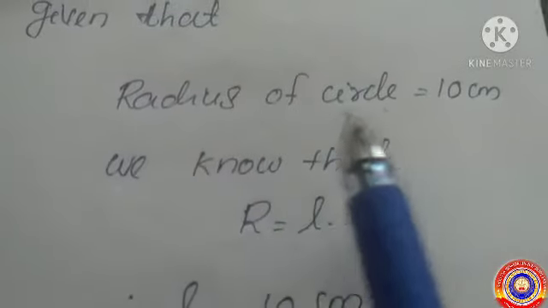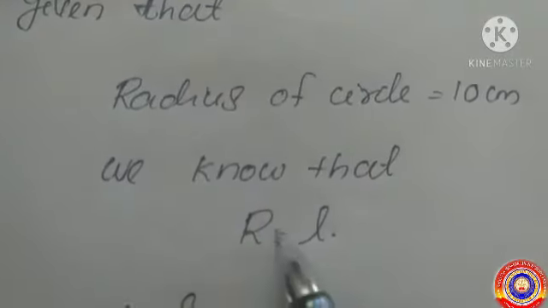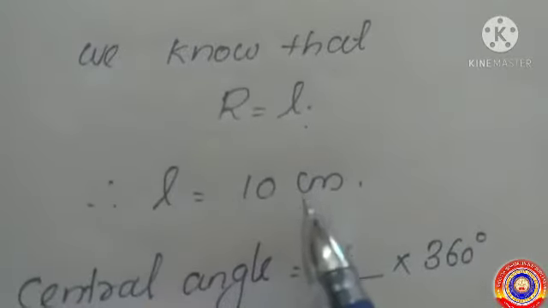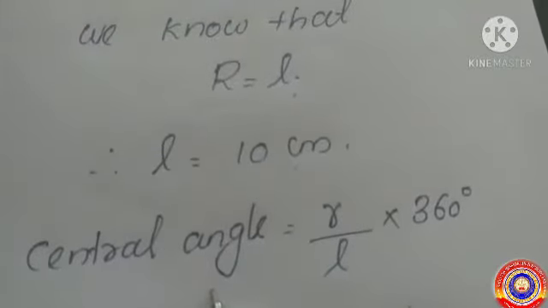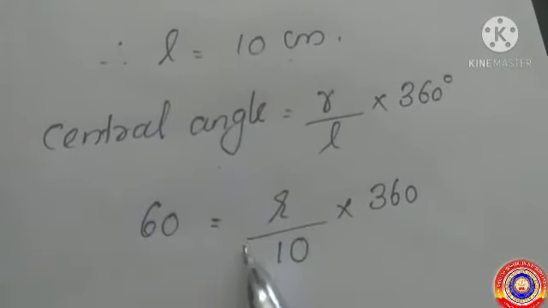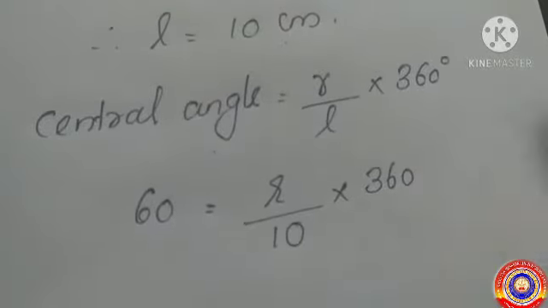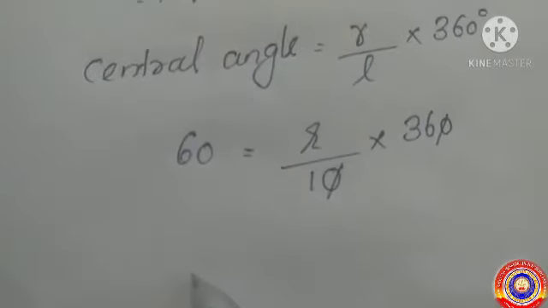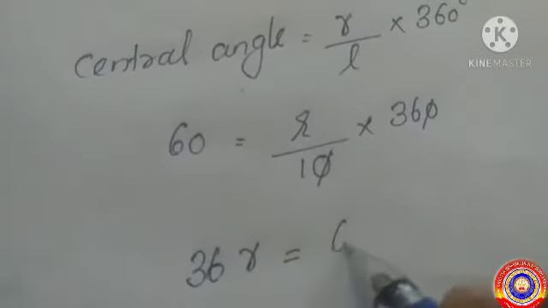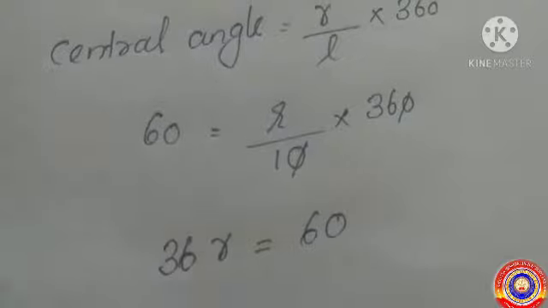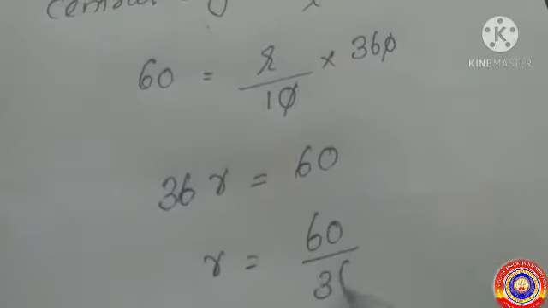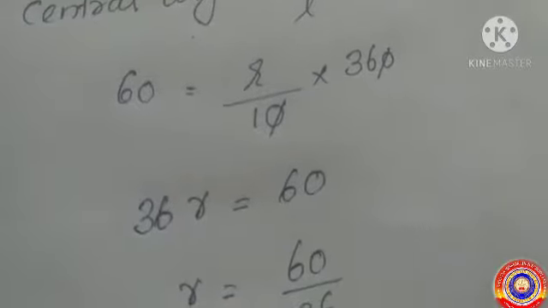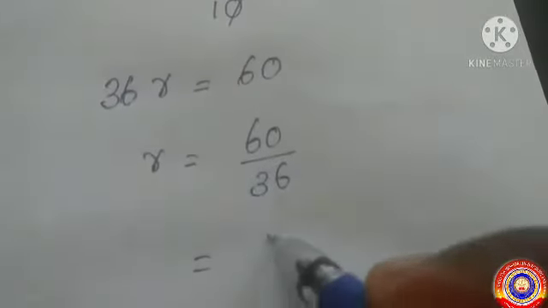Here, given that radius of the circle equal to 10 centimeter, we know that radius of the circle is equal to slant height of the cone. Therefore, L is equal to 10 centimeter. Central angle is equal to R by L into 360 degree. Central angle is given as 60 degree. So 60 equal to R by 10 into 360. Then simplifying this, we get 36 R is equal to 60. Therefore, R equal to 60 by 36, which is equal to 10 by 6, and it is equal to 1.6 centimeter.